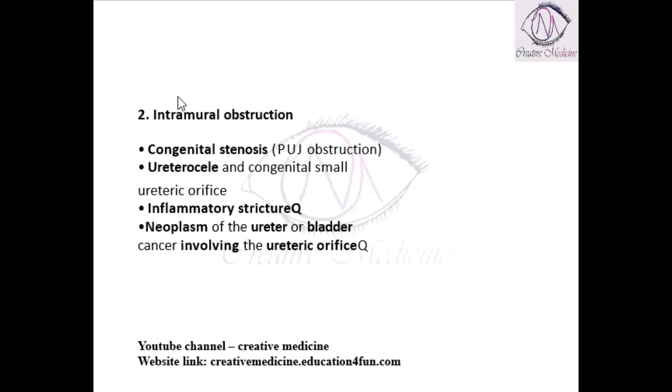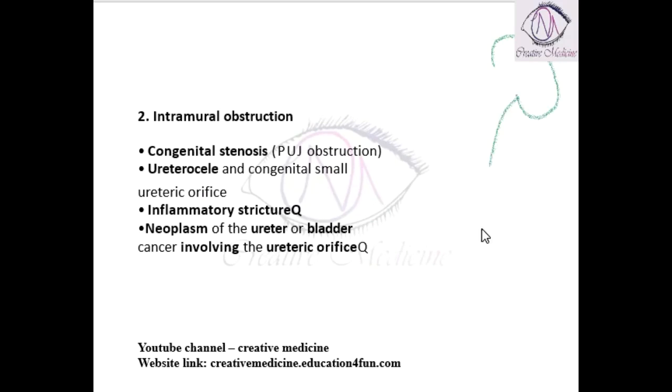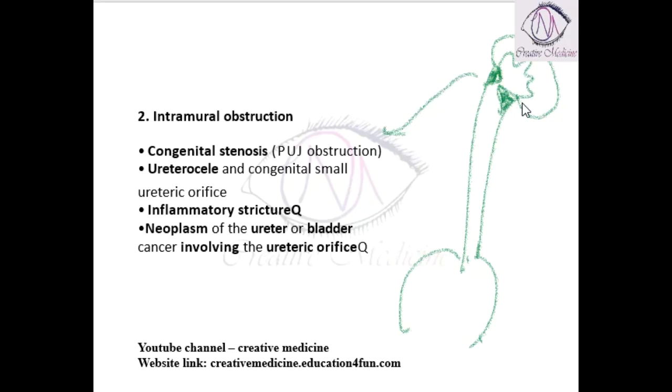Second, intramural obstruction. In intramural obstruction, the obstruction is inside the muscle, and this is also unilateral. Intramural obstruction can be due to congenital stenosis. This is the renal pelvis, and this is the ureter. There can be congenital pelviureteric obstruction due to stenosis. This congenital stenosis resulting in pelviureteric obstruction is one of the causes of intramural obstruction.